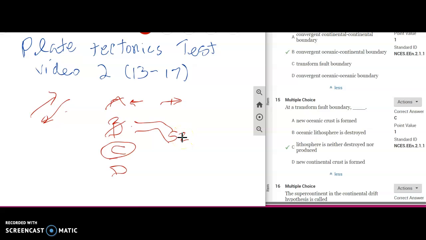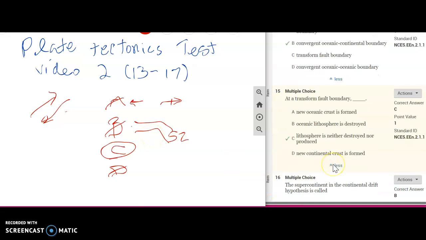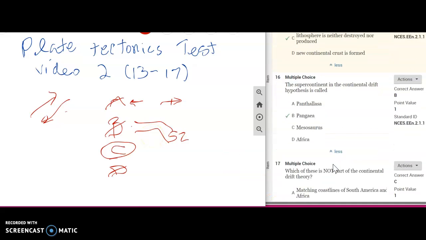D, new continental crust is formed. Now, the only time you're going to have crust formed, you won't have continental crust formed, you have oceanic crust formed. So D wouldn't be correct either. So let's look at 16. We're almost done. You look at 16 while I erase this.